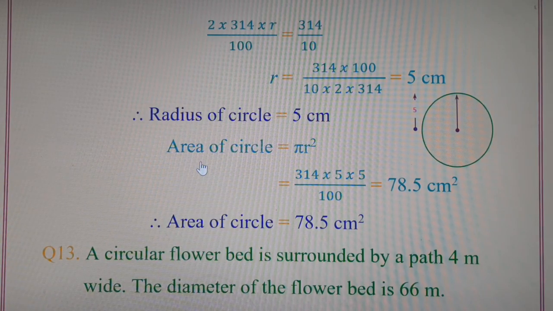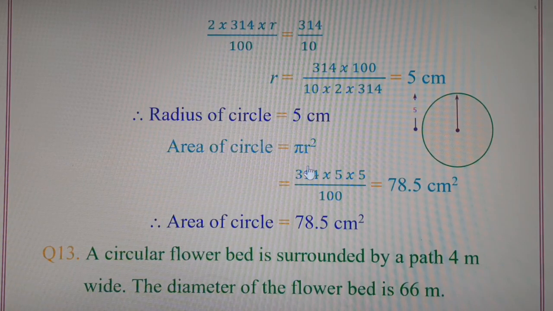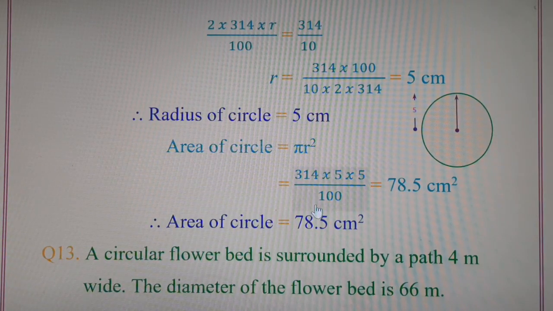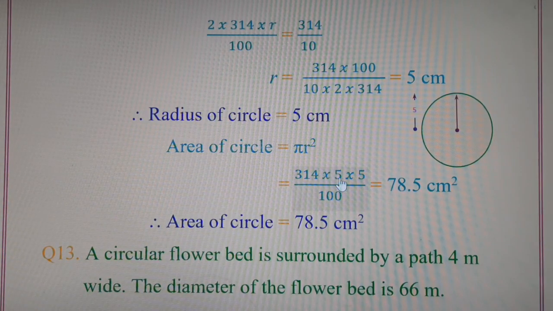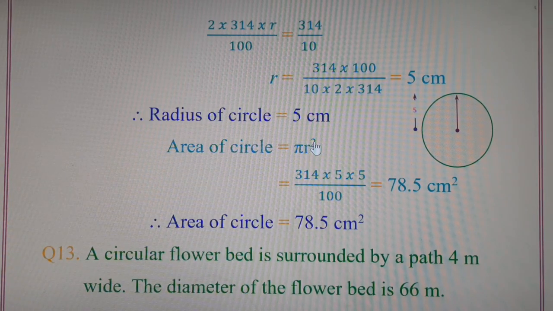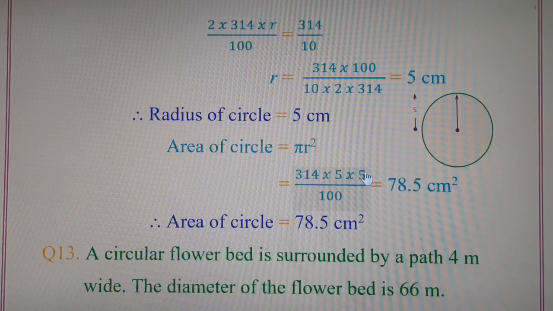Now we can very easily calculate the area of the circle by using the formula pi r square. Instead of pi we substitute the value 314 upon 100. Radius square means radius has to be multiplied with itself 2 times. Radius into radius, that means 5 into 5, because the radius value is given as 5 centimeter. So instead of r square we'll write r into r, that is 5 into 5, 314 into 5 into 5 upon 100. Pi's value will substitute as 314 upon 100.